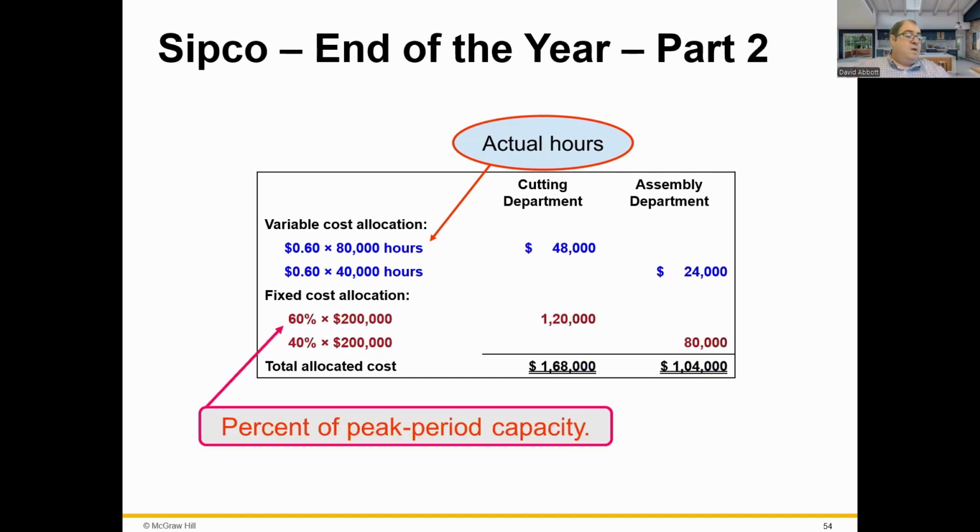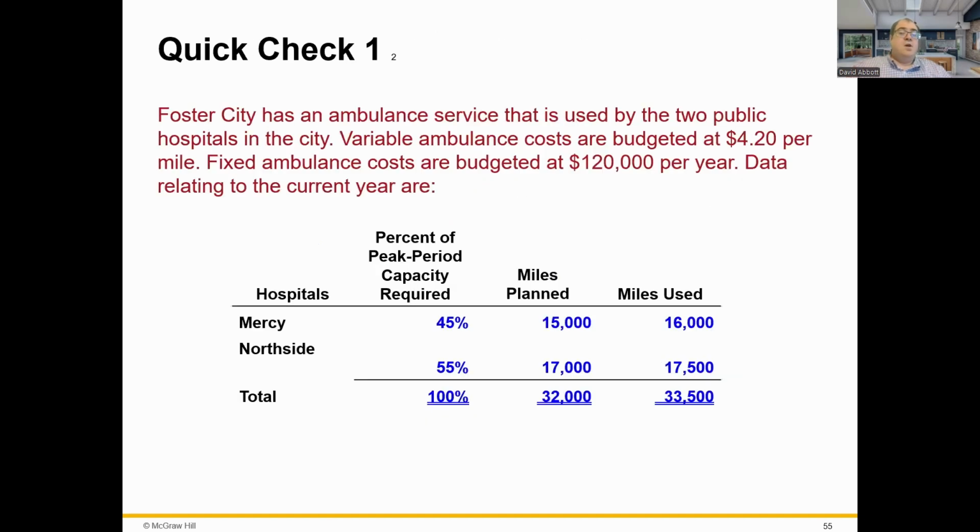Now, the fixed costs would be allocated by multiplying the percentage of peak period capacity for each operating department by the budgeted fixed amount, which is 200,000. So it'd be 120,000 and then 80,000. So, quick check one.